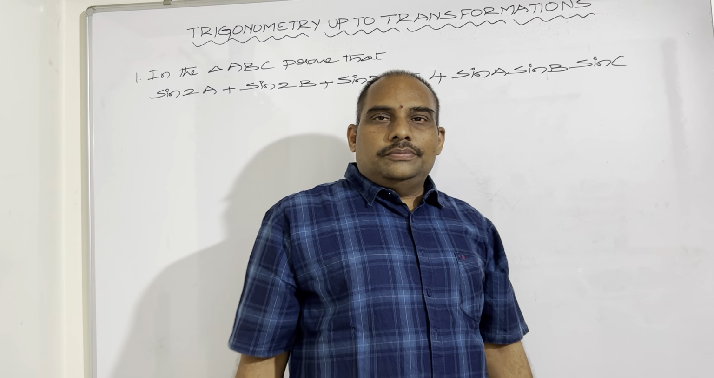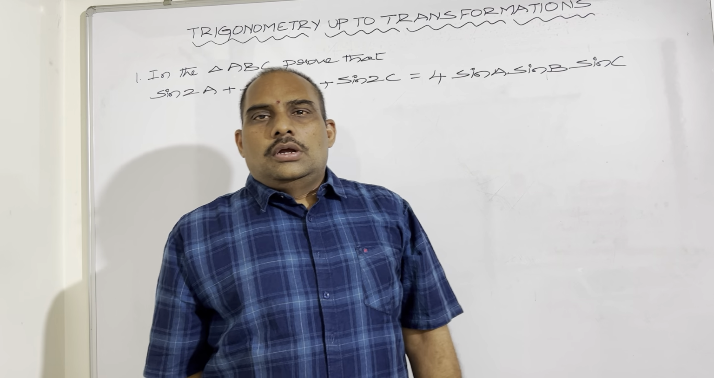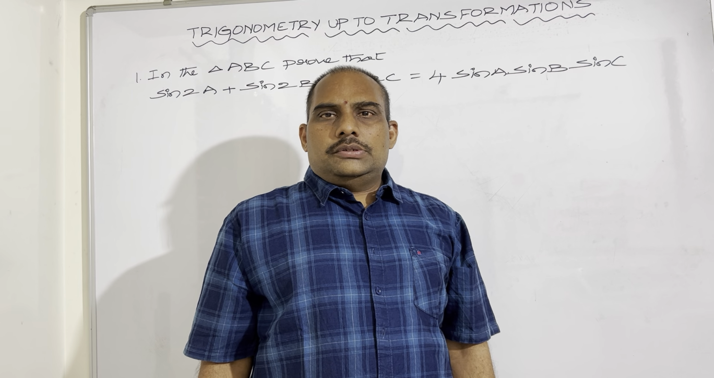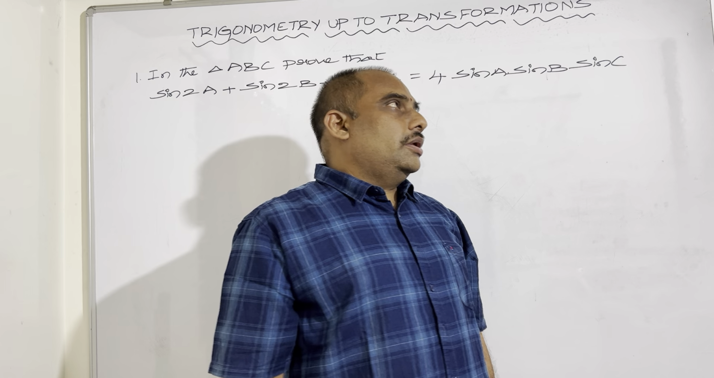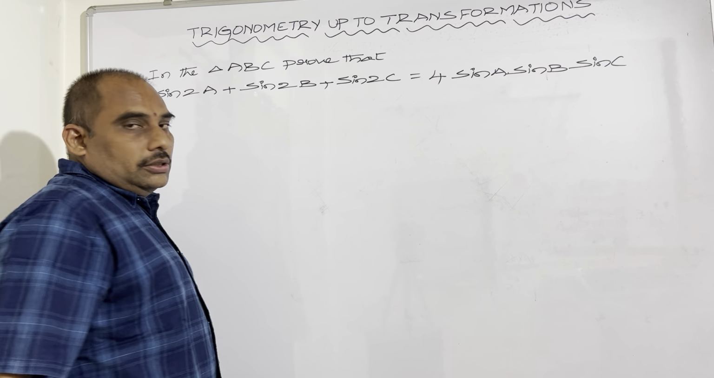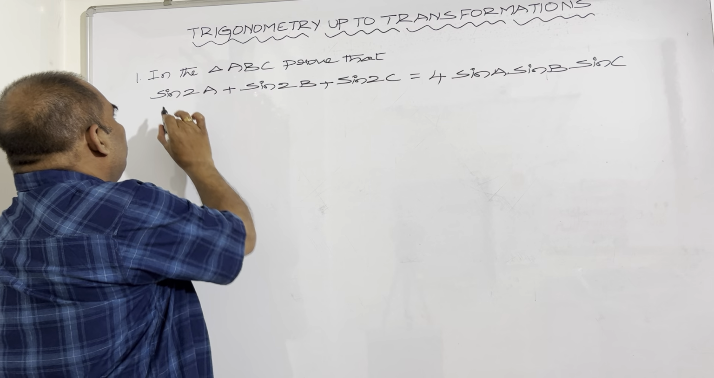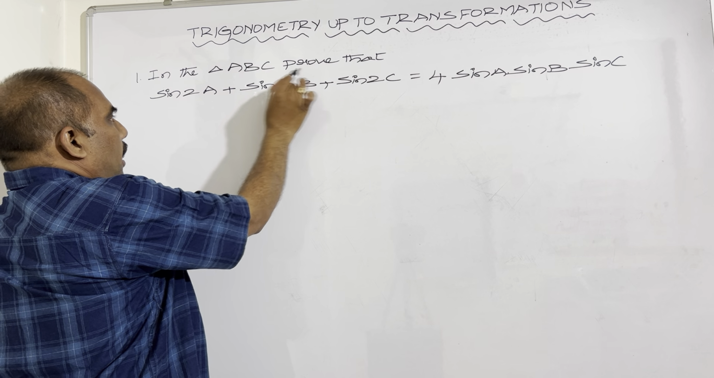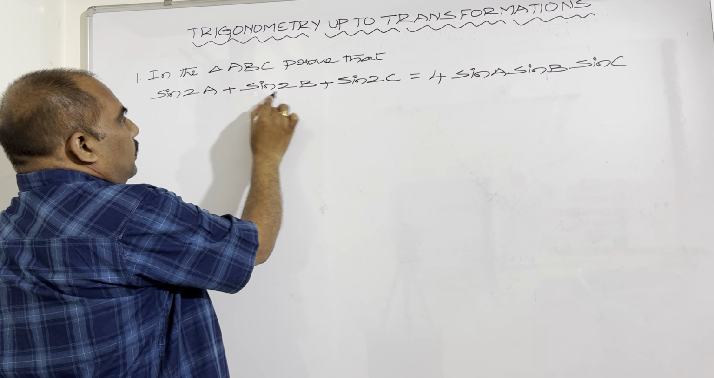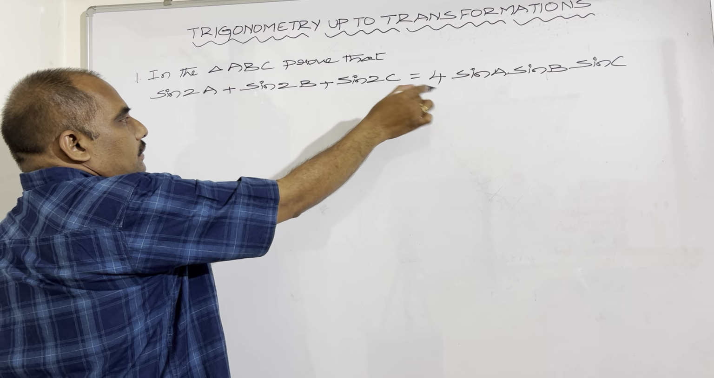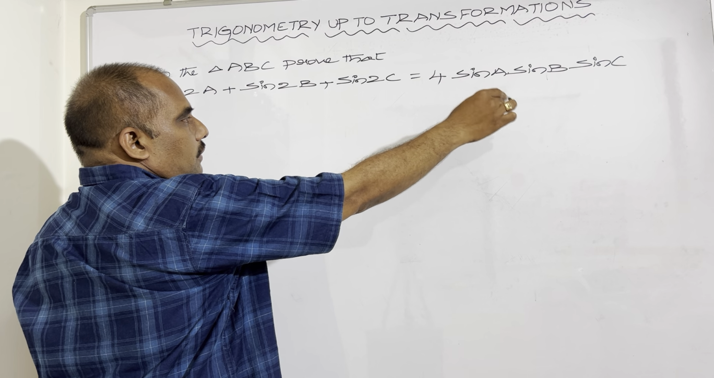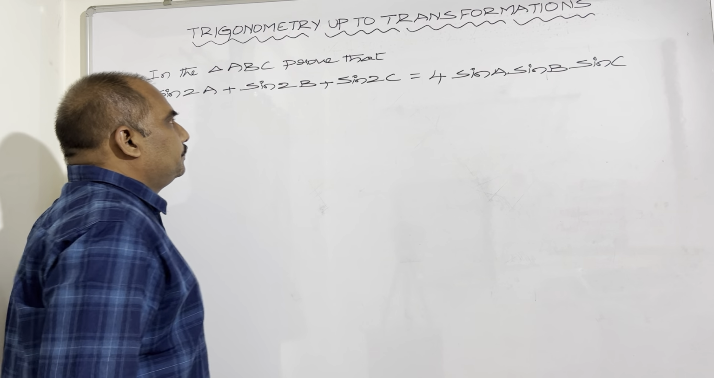So in this video, we are going to discuss trigonometry up to transformations. In Maths 1A, it is a very important topic. The problem is: in the triangle ABC, prove that sin 2A + sin 2B + sin 2C = 4 sin A sin B sin C.